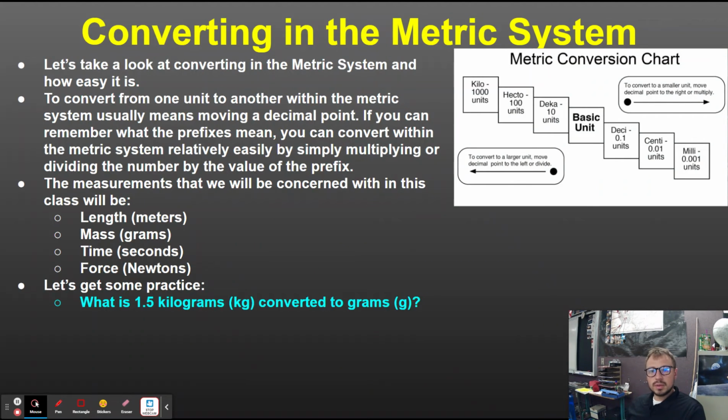So if I'm converting 1.5 kilograms to grams, you're going to have to look at the kilo, right? So that's going to be this one on the far left. That's 1,000. And it's asking to convert to grams. So grams is a basic unit, that one in the middle. So we're going to move the decimal point to the right, and we count 1, 2, 3 times because we started on the kilogram and we're moving to that basic unit. So that's 3 spots, and we move the decimal point and we have to add those zeros.